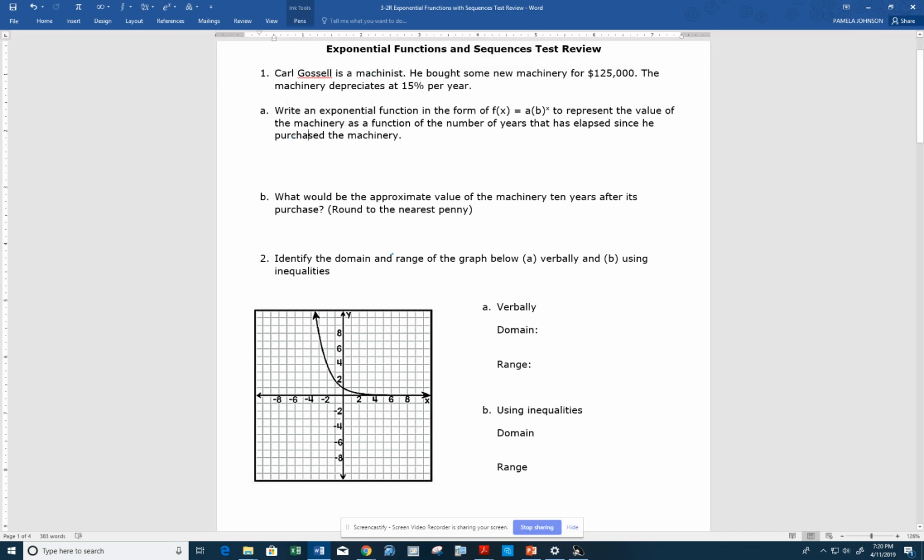Hi guys. So let's talk about exponential functions and sequences. We've got a test coming up in Mrs. Johnson's algebra class tomorrow. And so here's our review.